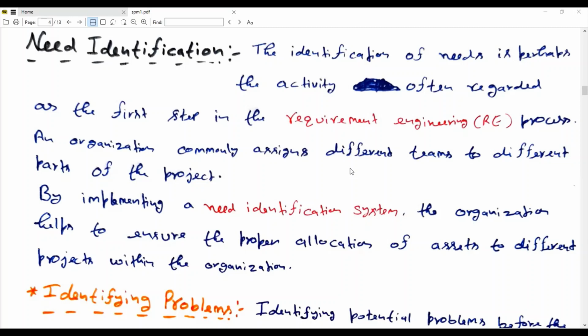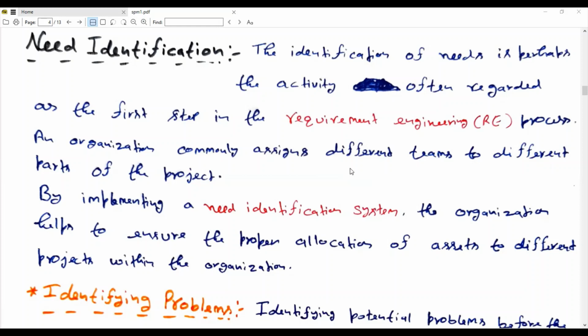Basically, need identification is the process that tells us what we have to do, what we want to do, and how we will do it. This is all covered in this phase. We can also say it is a phase of SPM, namely need identification.